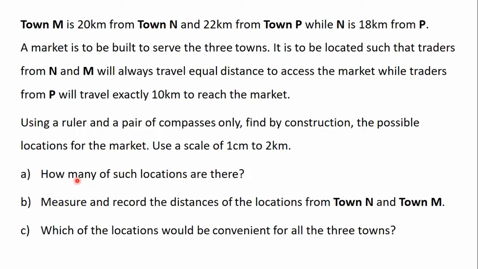A. How many of such locations are there? B. Measure and record the distances of the locations from town N and town M. And C. Which of the locations will be convenient for all the three towns? So this is our question.